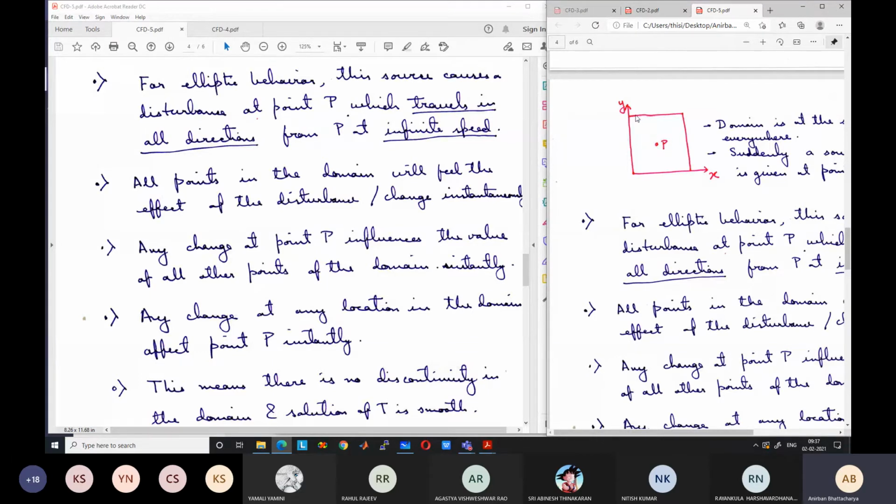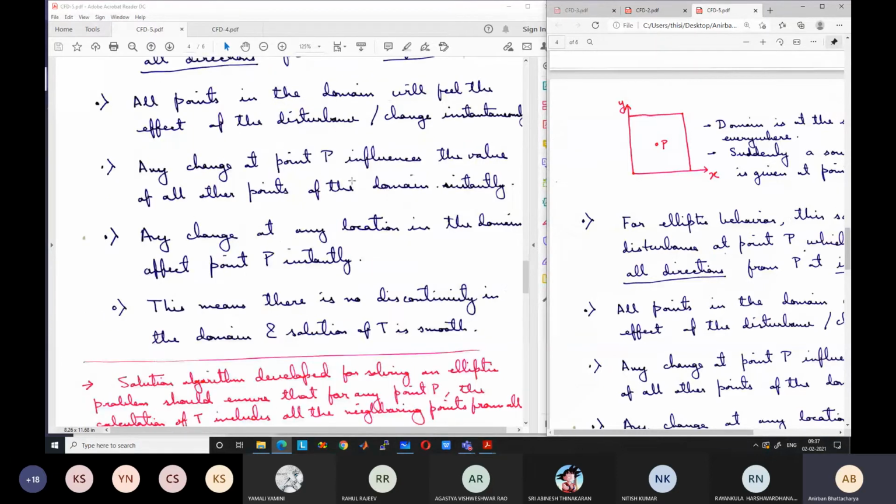For this elliptic equation, any change at P will change the entire domain values. So the entire domain is also the domain of influence. The entire domain is the domain of dependence as well as the domain of influence. We will see that for other types of equation, this is not true. This is only true for elliptic equations.